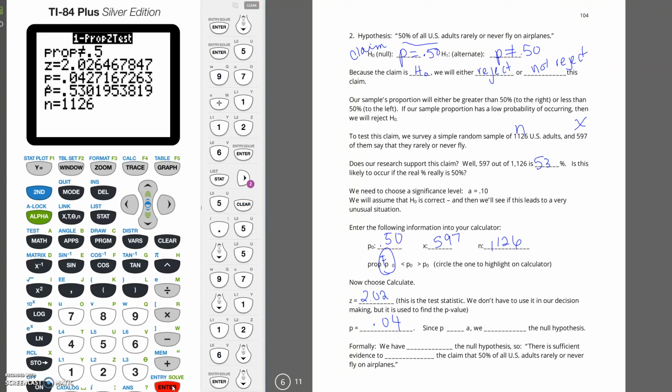So we had an alpha value of 0.10. So since p is less than alpha, we're going to reject the null hypothesis. So we have rejected the null hypothesis, which was also our claim. So we're not going to change anything to support. We're going to stay at reject. There is sufficient evidence to reject the claim that 50% of all U.S. adults rarely or never fly on airplanes.